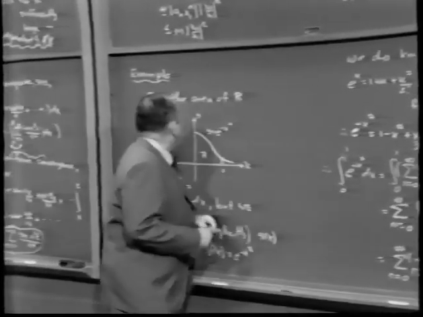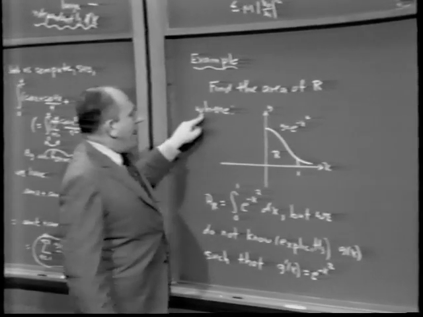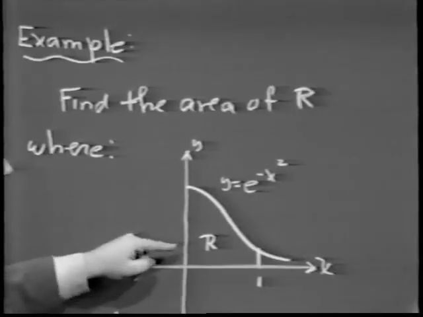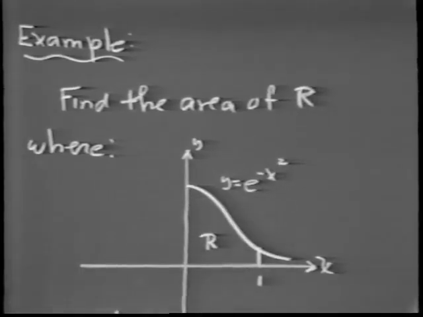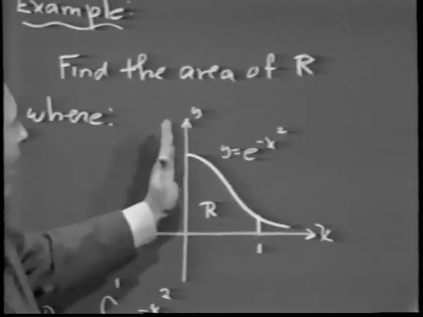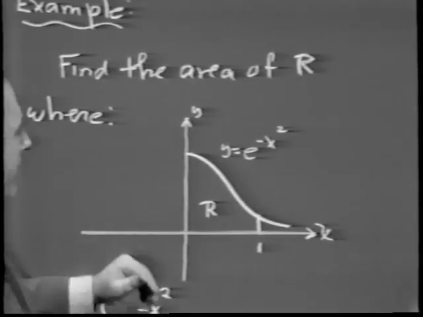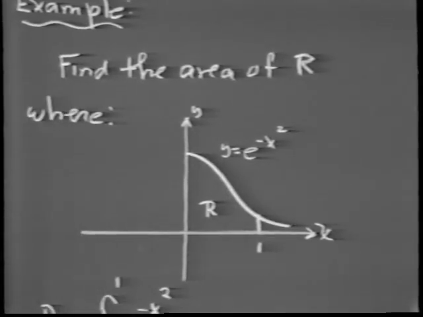I'm thinking of this example. Find the area of the region R, where R is the region bounded above by our old friend y equals e to the minus x squared, below by the x-axis, on the left by the y-axis, and on the right by the line x equals 1. You see, what we used to say before was what?